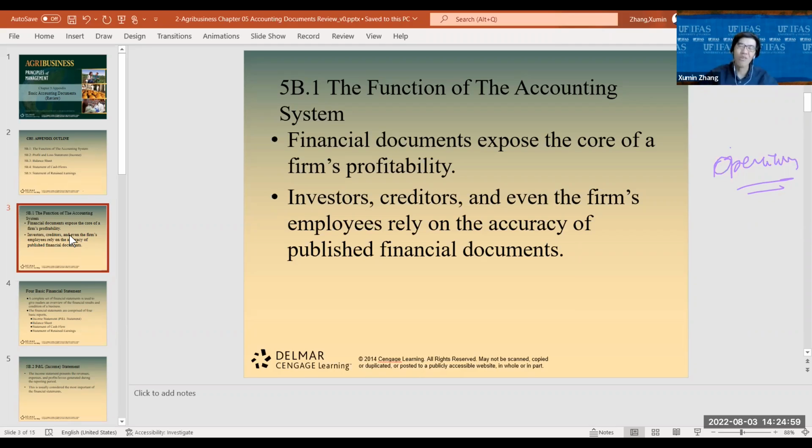Actually, it's quite straightforward. The challenge is not the report. The challenge is that in reality, those reports can be very, very tricky. Essentially, you need to know the simple version and then the complicated version. Those financial or accounting documents expose the core of a company's profitability, or financial performance. Whether you are making money or losing money, whether your cash flow is good or bad, and you have to borrow a lot of money.